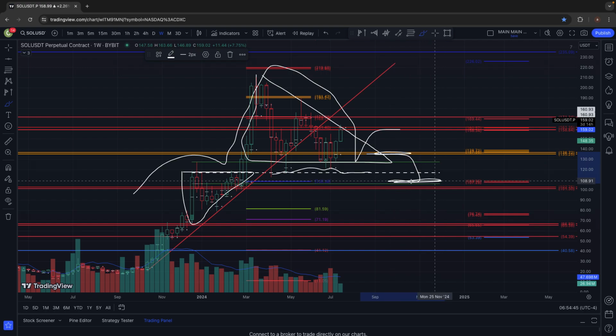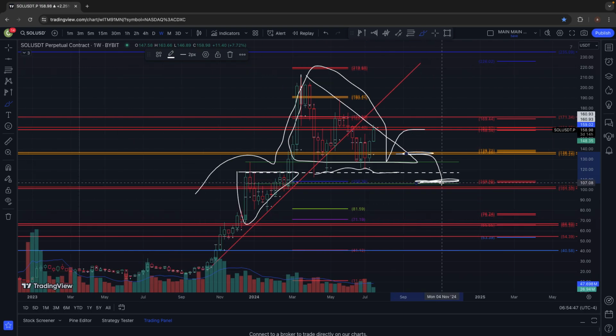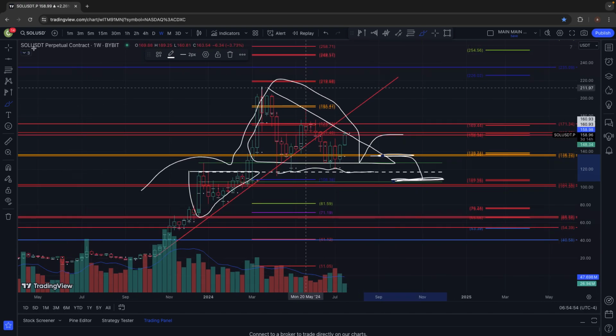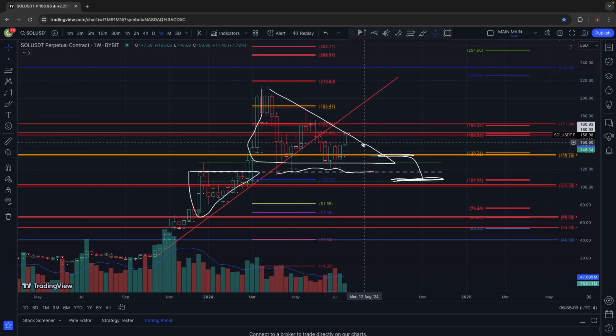Now, are you ready for price to go to 108 from 160? Are you ready for that? If not, this is why you're watching this video. Prepare, plan, do whatever you need to do to manage your margin, but that is a very, very logical and possible trade.